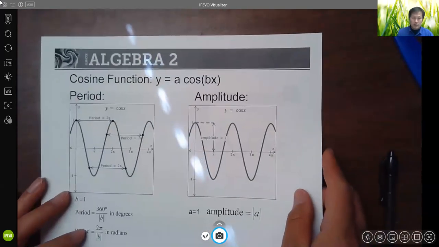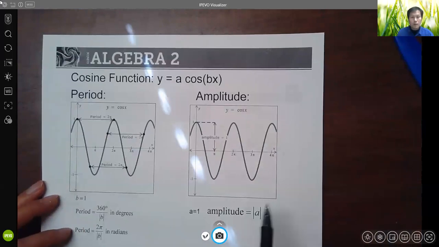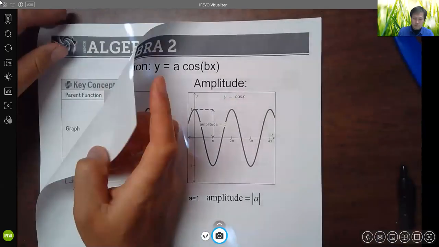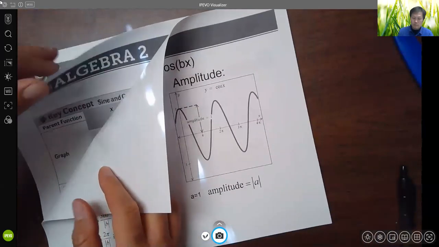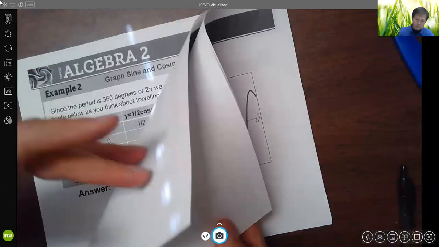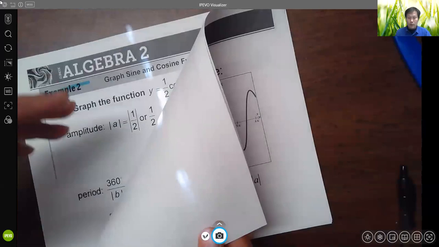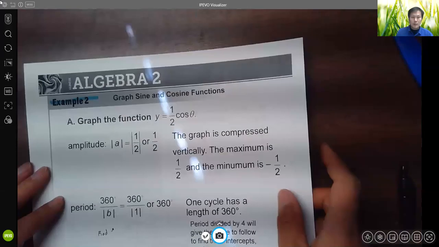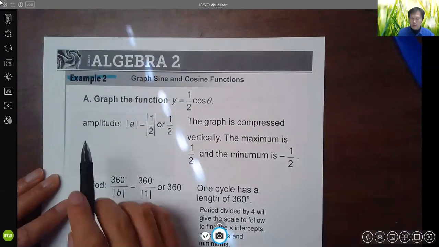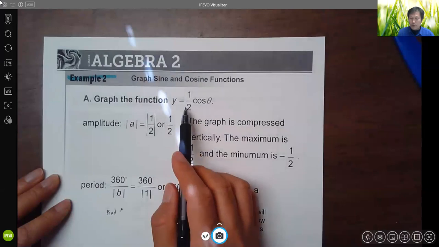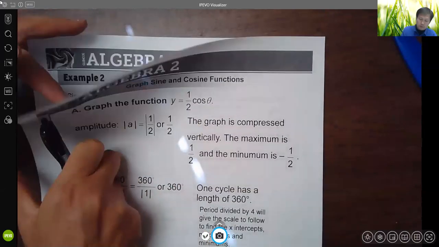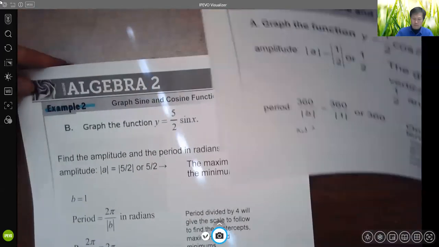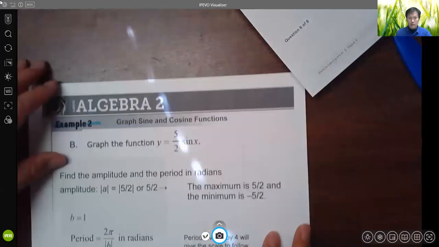Okay, let me explain cosine shape. No, actually, I'm gonna continue with the sine, finish all the way, then I'll cover cosine. So next example here is graph the function y equal to 1 over 2, that's a cosine. So let's do this first.